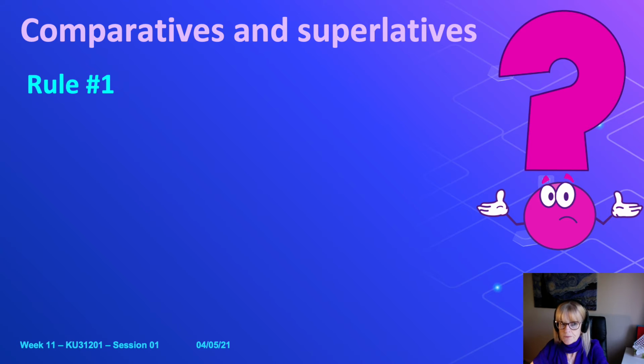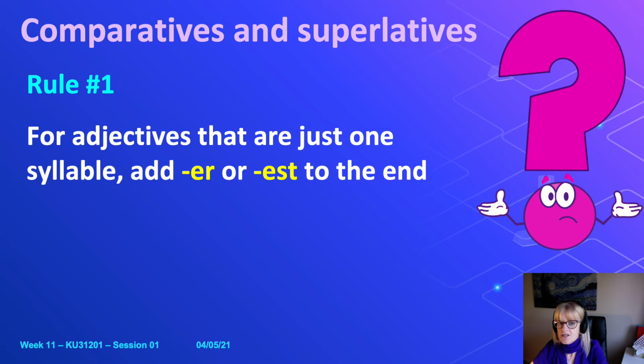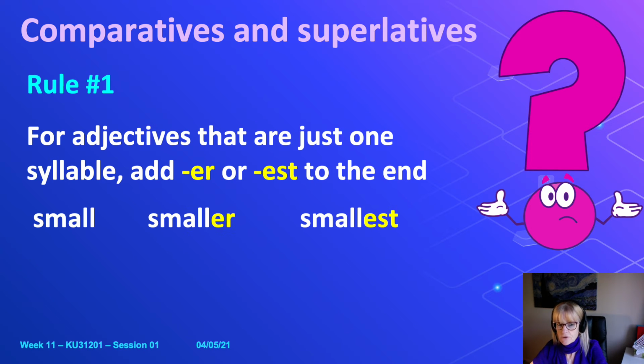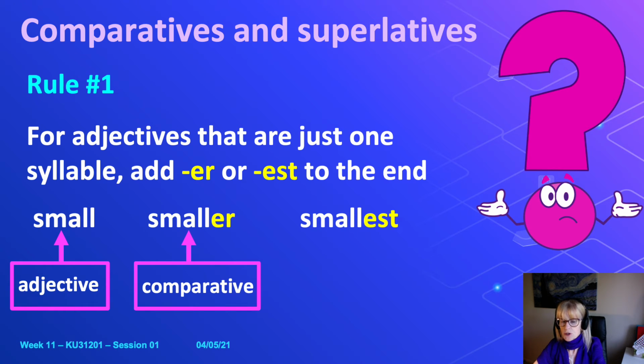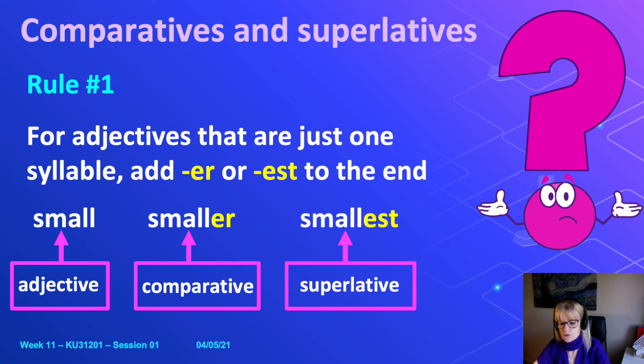So to help out with comparatives and superlatives and which way to do it, we have got some rules. So rule number one is for adjectives that are just one syllable, so a word like small, we add ER for the comparative and EST for the superlative. So here's your example. Our adjective is small. That's just one sound in the word, so that's one syllable. When we compare that, it's smaller, we added ER. And when it's the most of all, when it's the superlative, we add EST. So we've got small, smaller, and smallest. So that's rule number one. When the adjective is one syllable, that's the rule that we use.